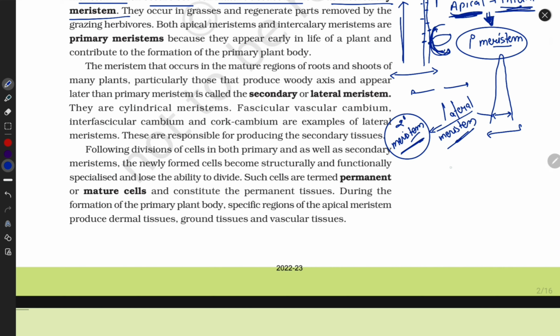Guys, in this topic we discuss meristem. They divide. But don't you think, guys, that throughout the lifespan they can't keep dividing? Some tissues become permanent, or not? Why do they become permanent? To get their function. The cell divides. Now what?